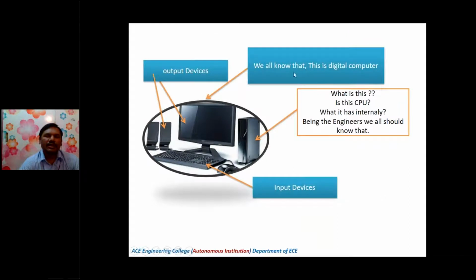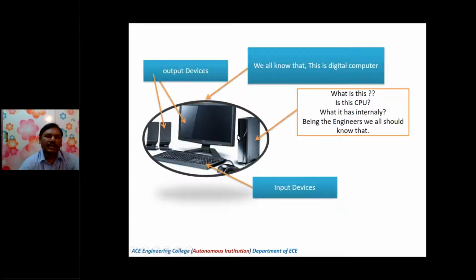And this is the block diagram of the computer. Here I am showing once again. And this part, mainly this part, we generally call it the CPU. But is this really called the CPU? No, generally this is called the CPU bonnet.